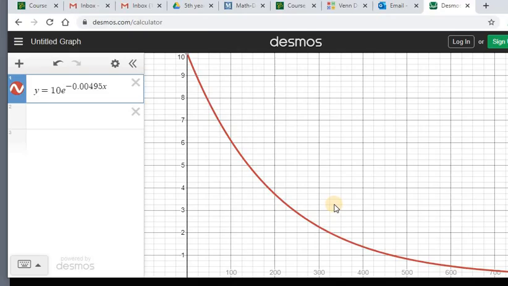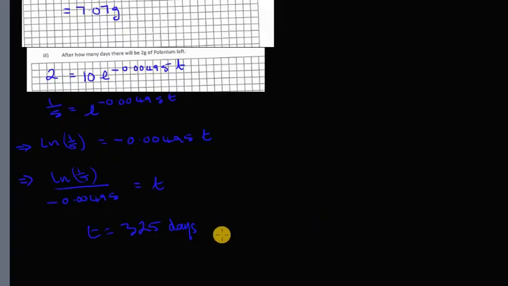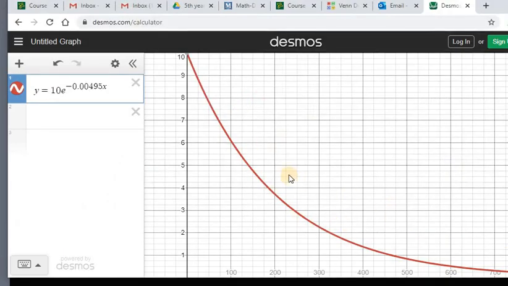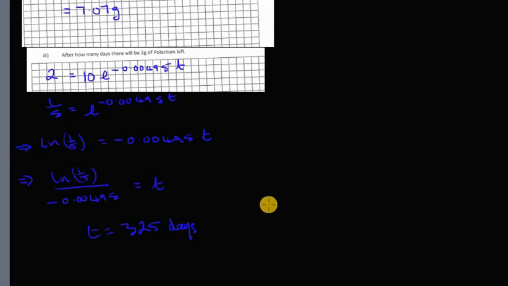Let's go have a look at our graph actually and see if we can see where 2 grams is equal to. So here's our graph. I just rescaled it a little bit. This is the amount of polonium, and you can see 2 grams is equal to, here it takes 320 odd days, 325 days, which is what we've got. So you can see our graph is correct as well. Hopefully that gives you some perspective how this thing works. So hopefully that helped. Thank you.